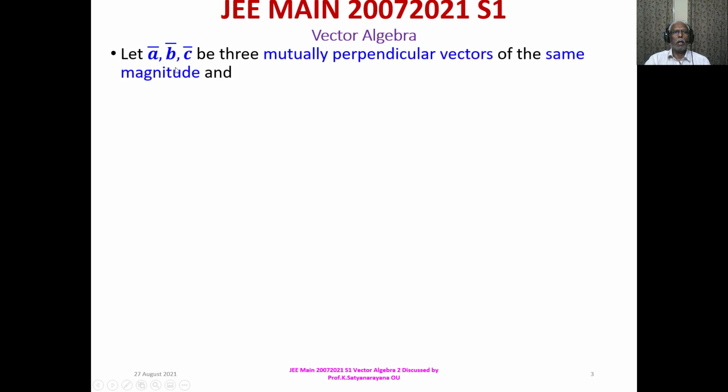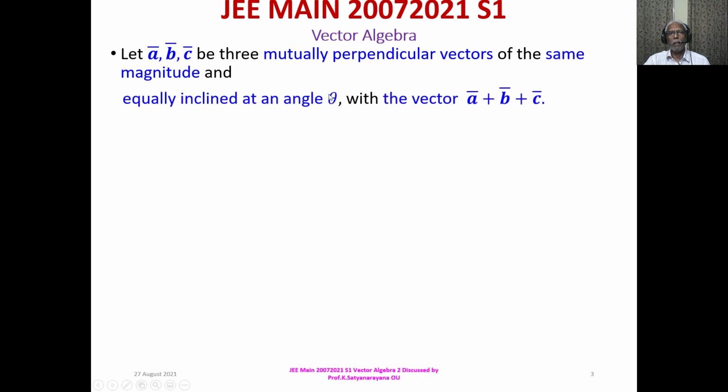The example is: let vectors A bar, B bar, C bar be three mutually perpendicular vectors of the same magnitude and equally inclined at an angle theta with the vector A bar plus B bar plus C bar. Then 36 cos square 2 theta is equal to dash. Solution.